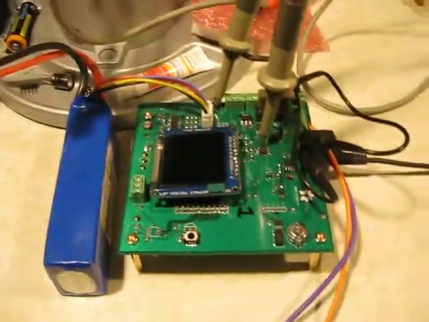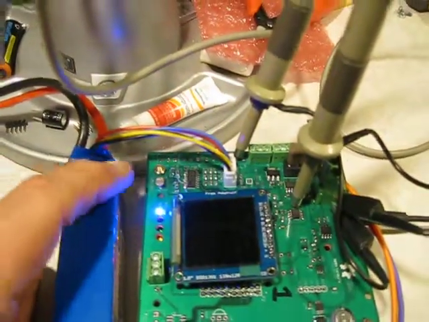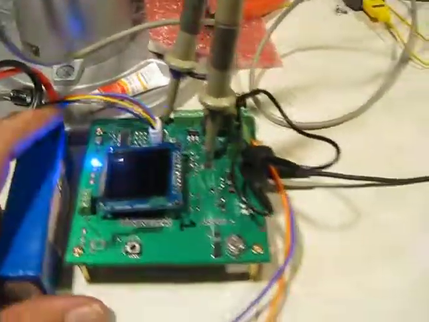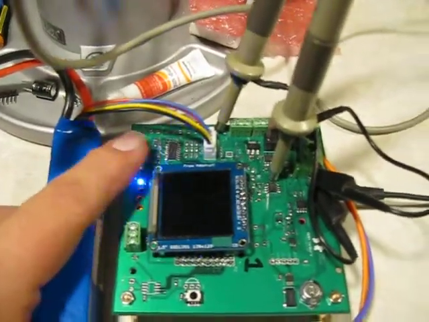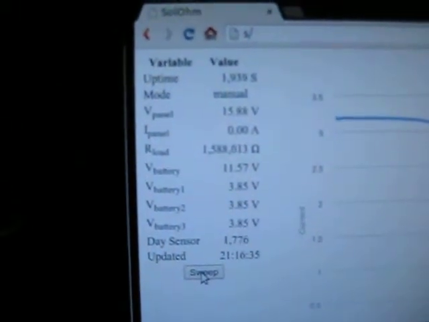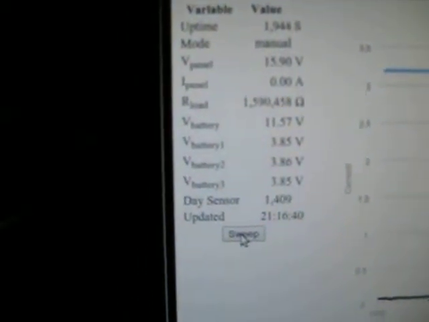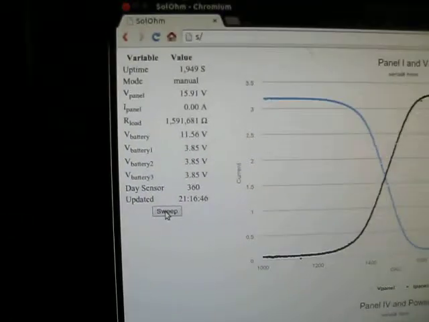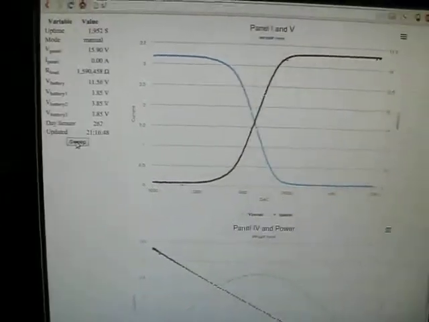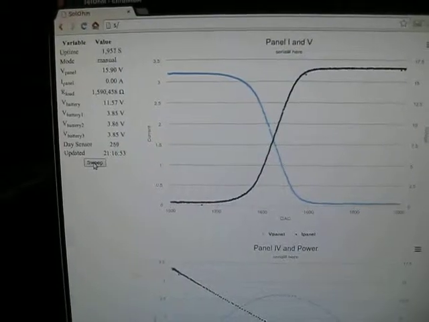One last thing is, let's see if I can do this. This is the light sensor here, the day sensor. We need this to know when the actual sun is up. So I'll put my finger on it, and we'll come over here and look at this data over here. You can see that the day sensor value is about 1700. I'm going to take my finger off of it. It goes down to 200. So it's fairly responsive. This browser is actually using Angular timeouts to poll the status of the SolOhm board.